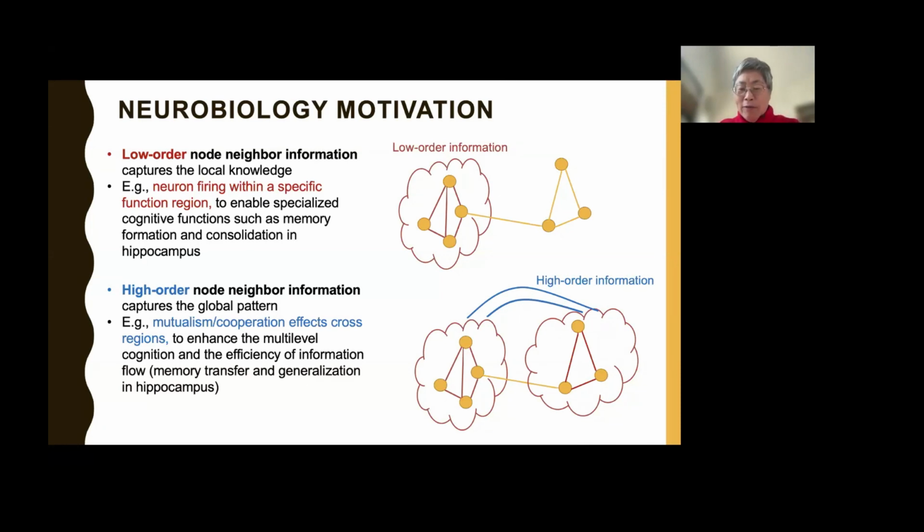You might think about, for example, autism. A person with autism might have very good low-order memory. They can remember things easily. However, their high-order part is missing. They cannot do memory transfer. They cannot do generalization. So if they think this memory is only for this situation, they cannot infer for other situations.